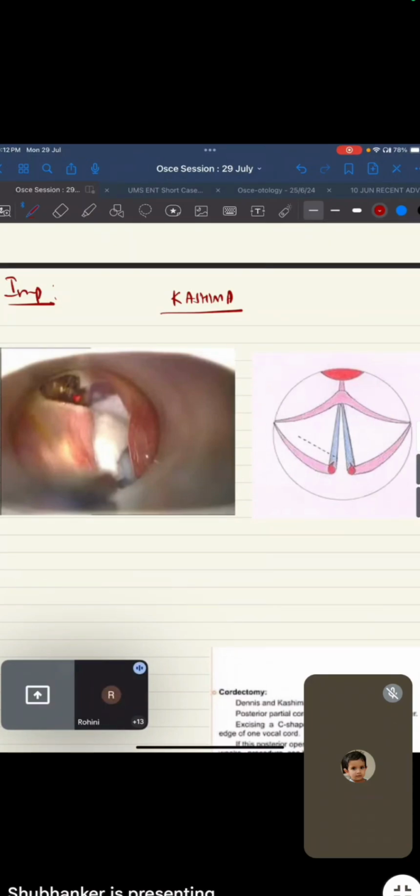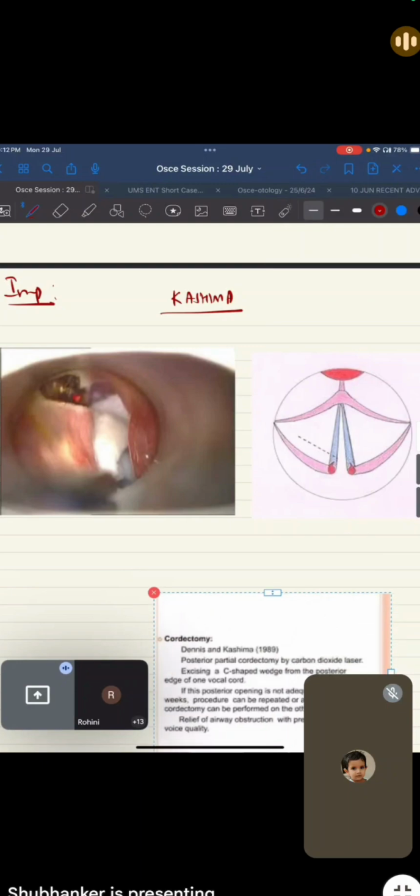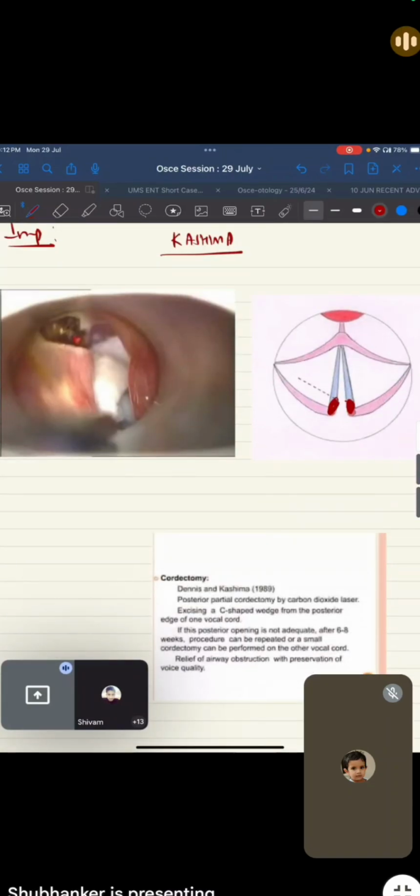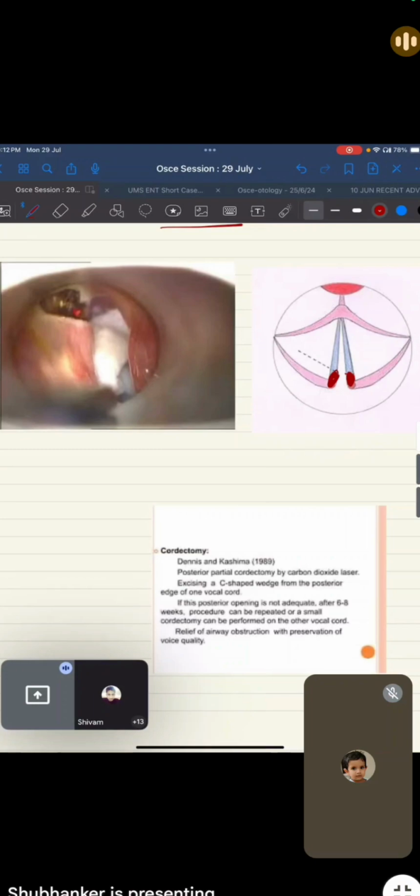For chordectomy. Speak up, till the time you don't make mistakes you won't learn. Yes. Okay. So this is basically posterior chordectomy. Okay, so basically a part of this vocal cord they will remove, so as to create space for air to go inside, so that the patient's main problem is taken care of. One.